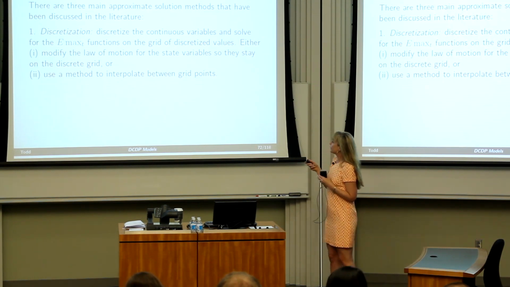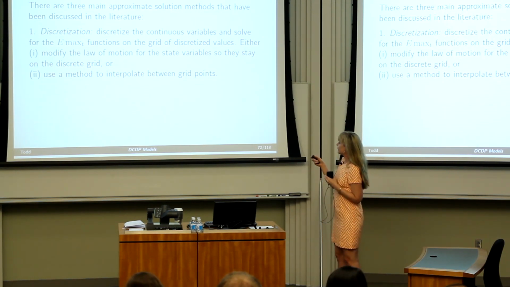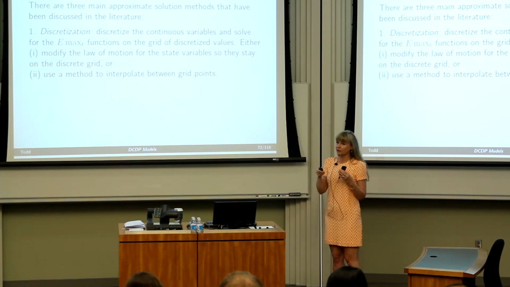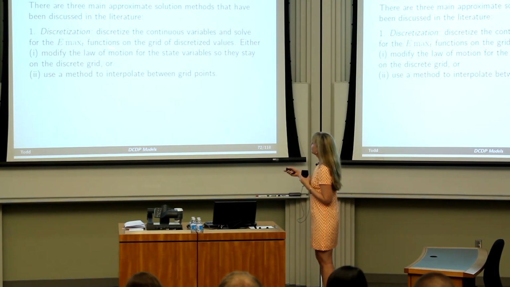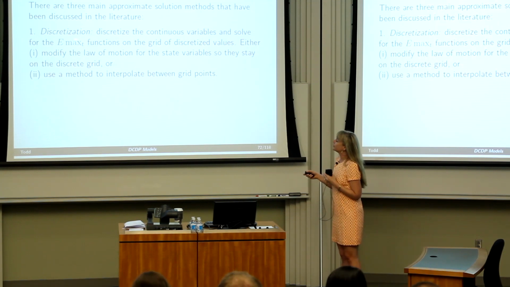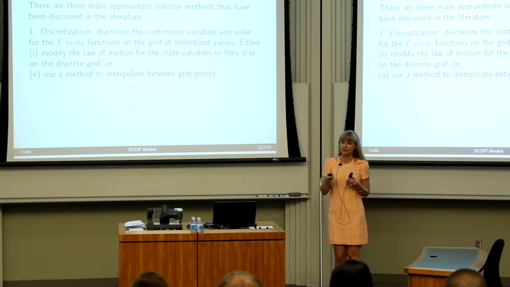Okay, and in terms of approximation solutions, there's a whole sub-literature on different types of approximation methods. So one is you can discretize the continuous variables and just solve the Emax functions on the grid of discrete values. So you could modify the law of motion so they stay on the discrete grid. So assume that something's Markov, say, with just a discrete number of values it could take on.